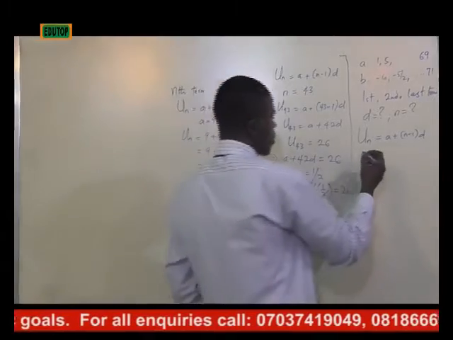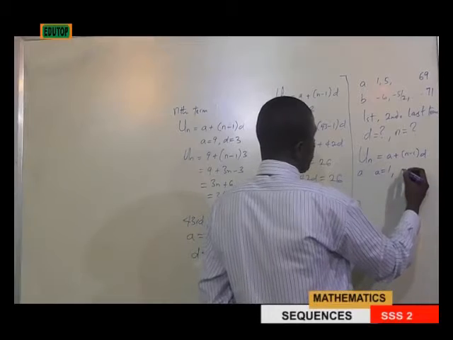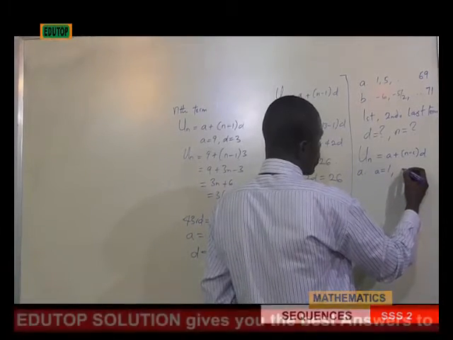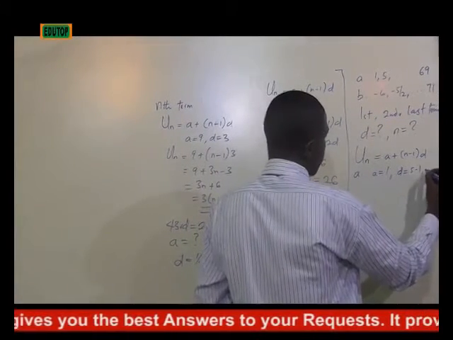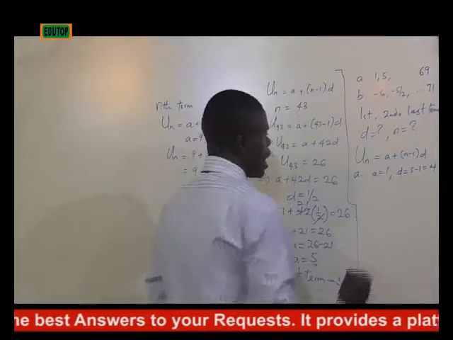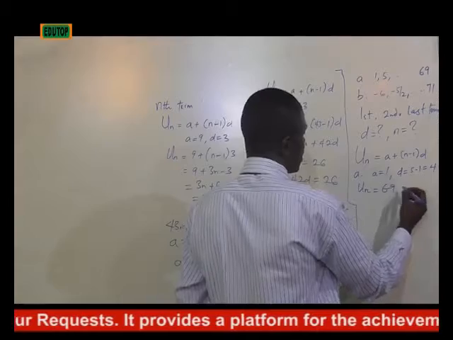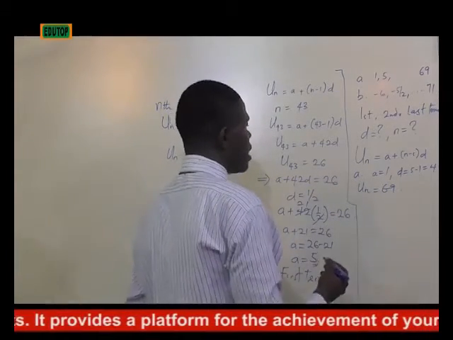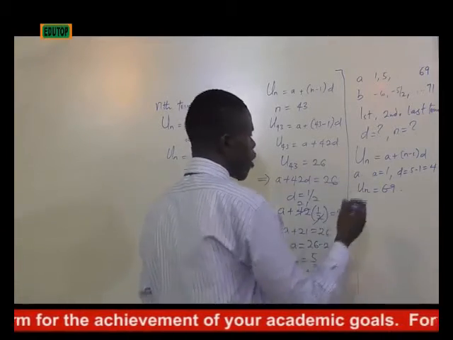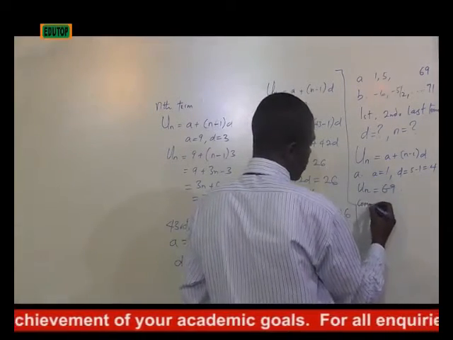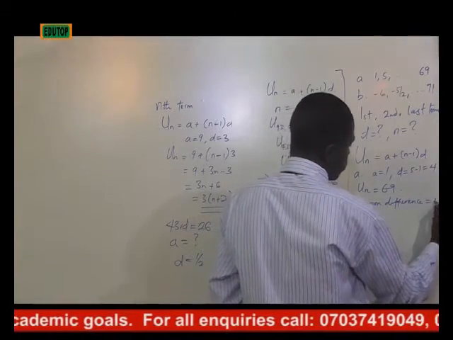Here, with respect to A, our first term is given as 1, while the common difference can also be deduced, which is d equals 5 minus 1, which is 4. Then the last term is also given, which is Un, and that is 69. So automatically, we can calculate our common difference. Common difference is equal to 4.